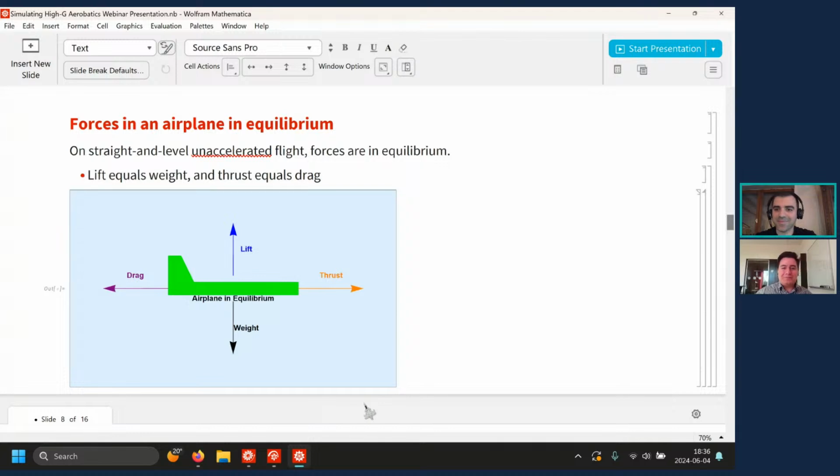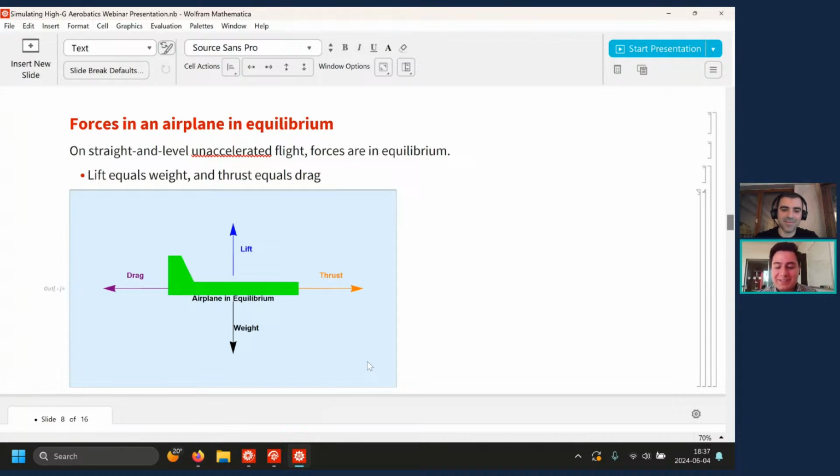Nice, no? Awesome. But now that we're speaking about that, the forces in equilibrium in straight and level unaccelerated flight. For those of you who are not that familiar with the forces on an airplane, the lift, the force produced by the wing, is opposing the weight, and they are in equilibrium. And the thrust, which is going forward, produced by the engine, is opposed by the drag, the force of the air that is trying to make the airplane not move. This is very nice, but it only happens in straight and level unaccelerated flight, not in aerobatics.